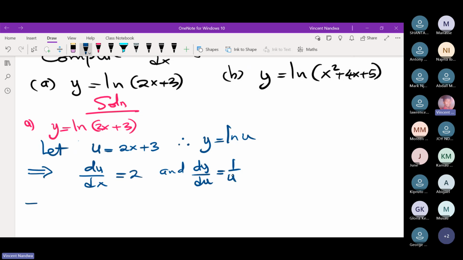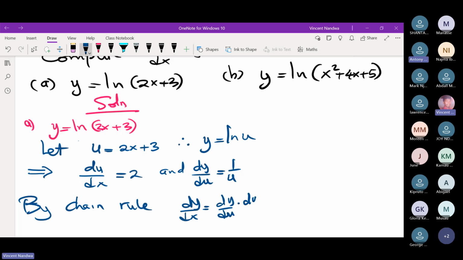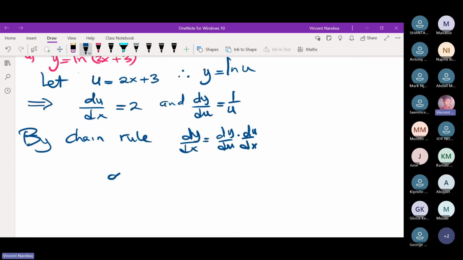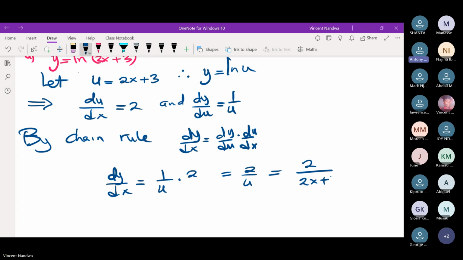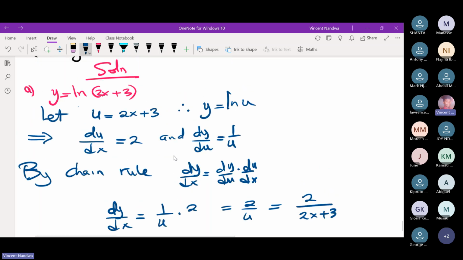So which means by chain rule, dy dx will be given by dy du times du dx. So I will have dy dx as 1 over u multiplied by du dx, which is 2. So this is the same as 2 over u, which is the same as 2 over 2x plus 3. So that will be the derivative of that given function.